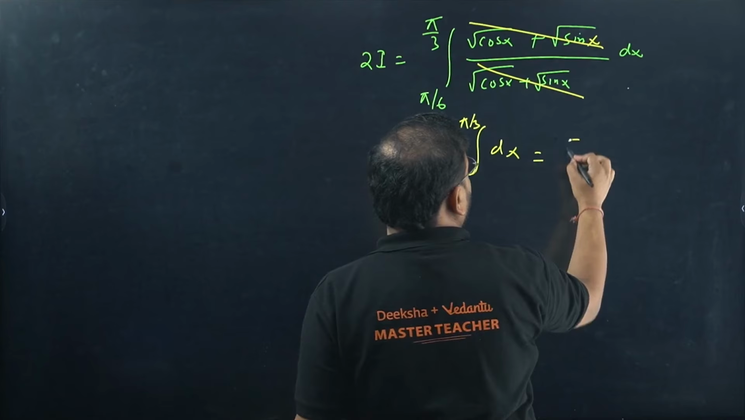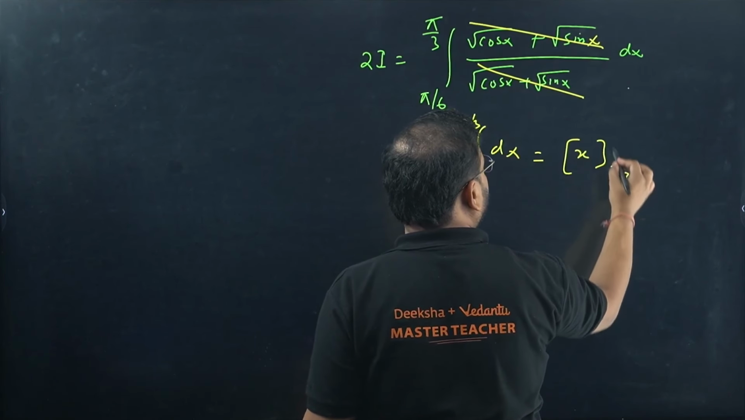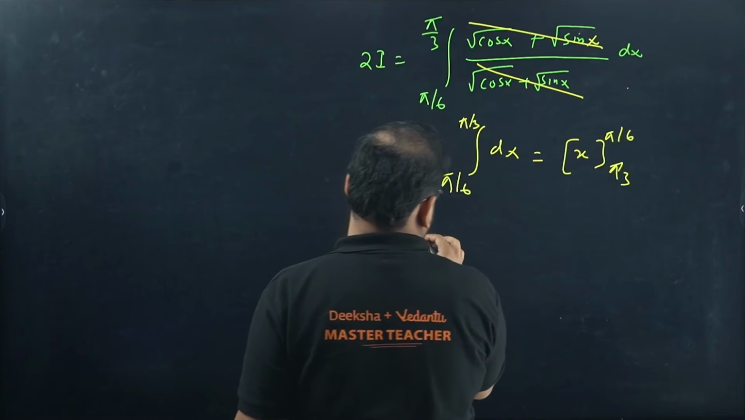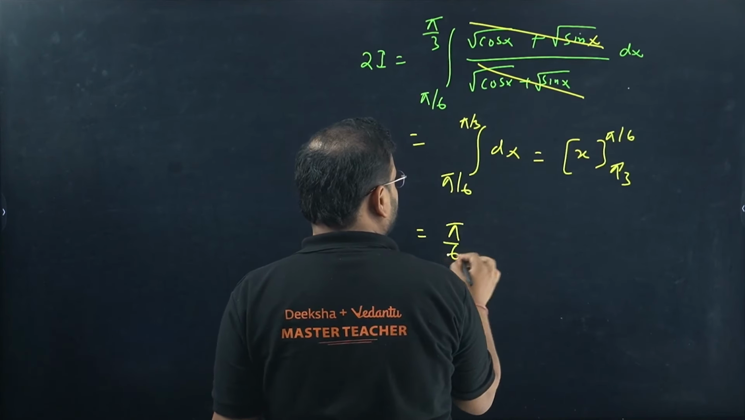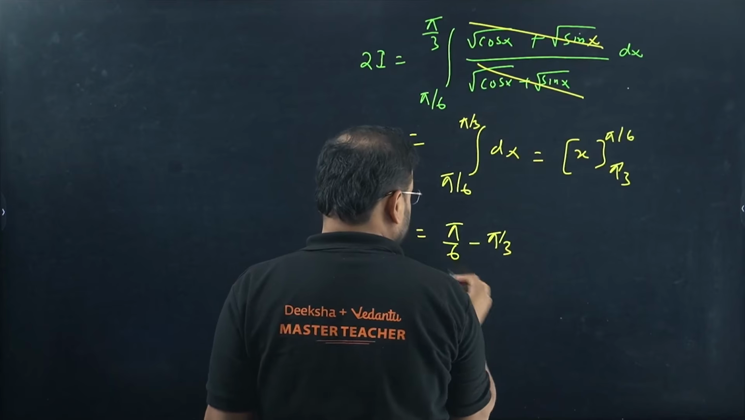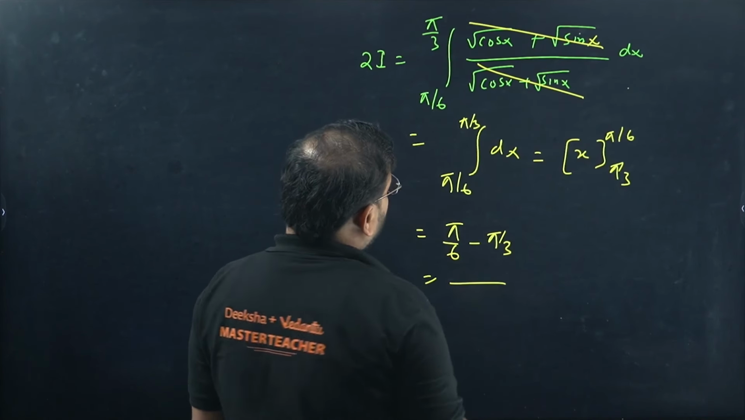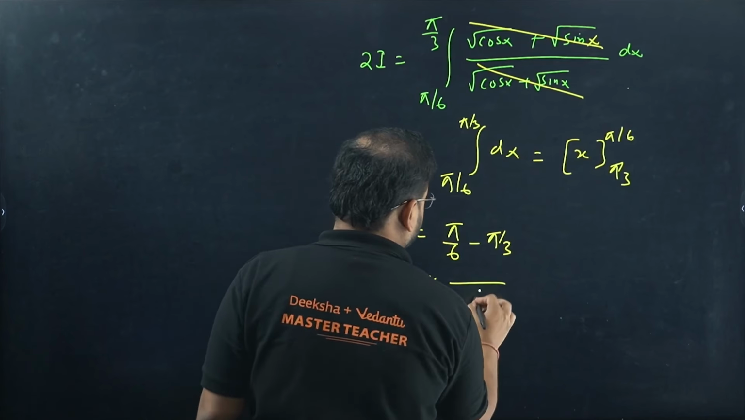We all know the integration of dx is x, from pi by 6 to pi by 3, so upper limit minus lower limit. So 60 minus 30, take the LCM, 12, okay, 6 only, no? Am I right? Yeah, 6 only.